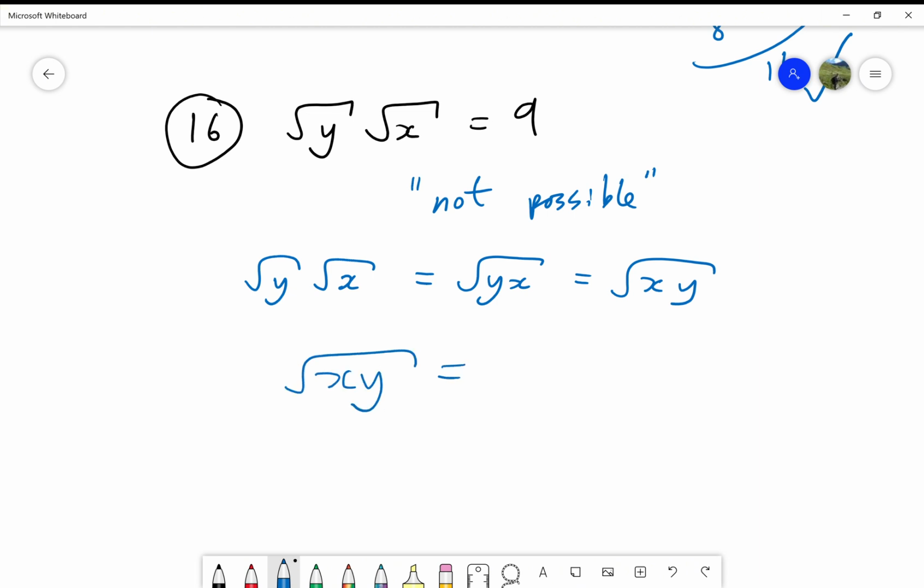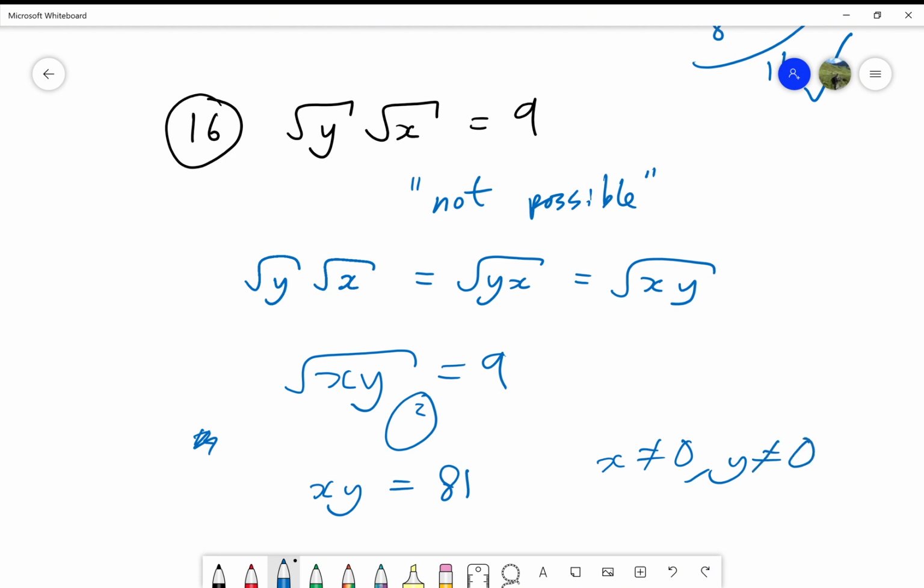you're like, well, are you sure you can't solve it? So then you could square both sides. I'll put a squared in a circle, and that means xy equals 81. Clearly, x and y could be anything. Well, we could say x is not equal to 0, y is not equal to 0. We know that. So that's our limited knowledge of x and y. Otherwise, we have no idea what they are.